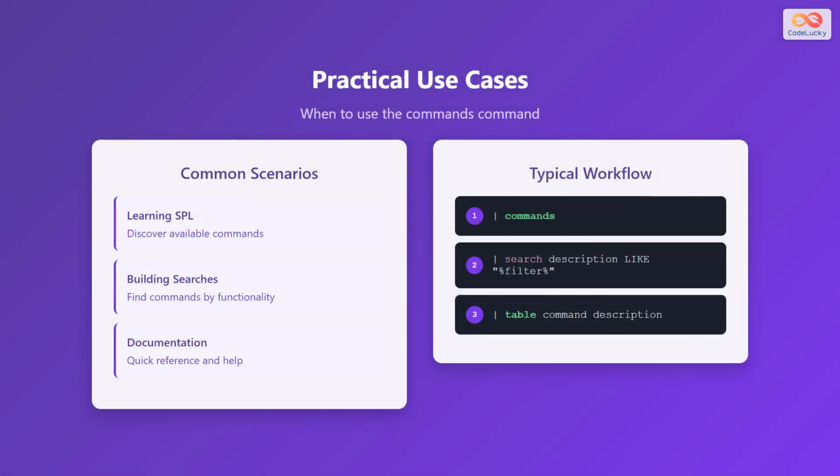The Commands command is invaluable in several practical scenarios. When learning SPL, it helps you discover available commands and understand their capabilities. During search development, you can find commands by functionality to build more effective searches. For documentation purposes, it provides quick reference and help information. A typical workflow involves first running pipe commands to see all available commands, then using pipe search description like %filter% to find commands related to filtering, and finally using pipe table command description to display only the command names and descriptions in a clean format.